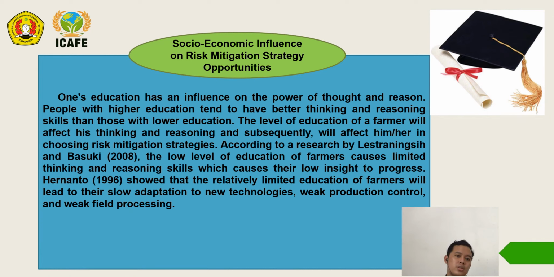Socio-economic influence on risk mitigation strategy opportunities. One's education has an influence on the power of thinking and reasoning. People with higher education tend to have better thinking and reasoning skills than those with lower education. The level of education of a farmer will affect his thinking and reasoning, and subsequently will affect him or her in choosing risk mitigation strategies.